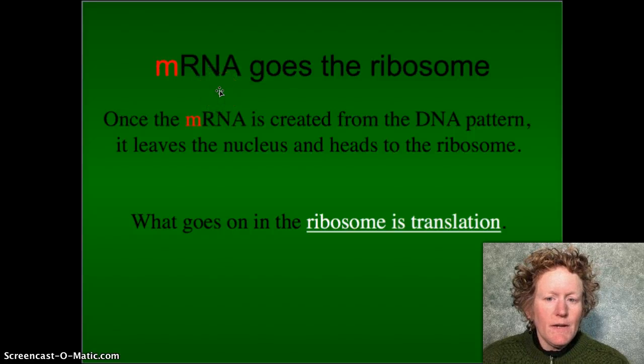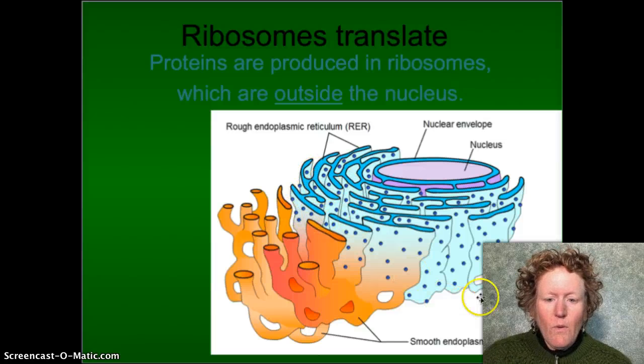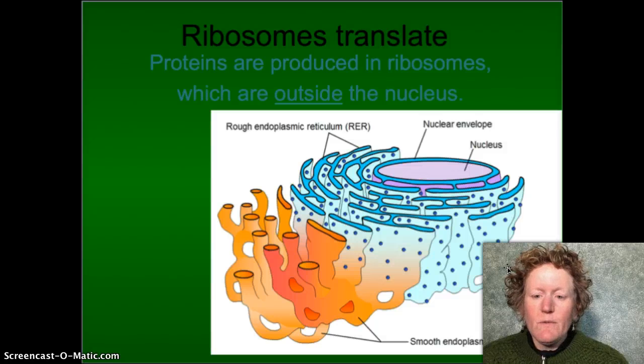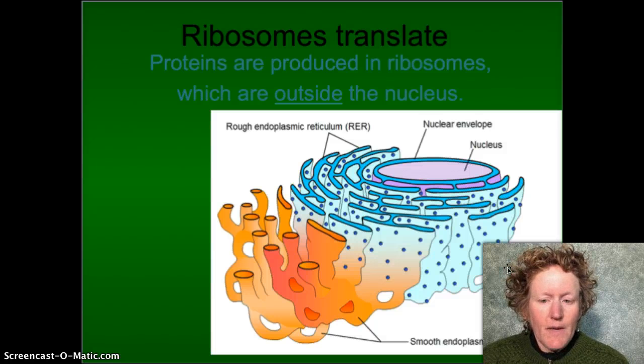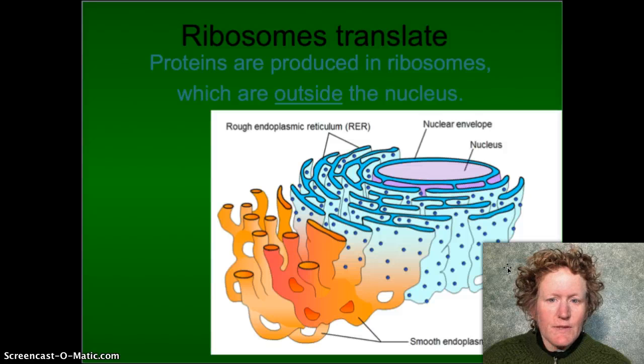So now mRNA goes to the ribosome. When mRNA goes to the ribosome, that's translation. When it gets outside the nucleus, outside the nuclear envelope, it travels to the rough endoplasmic reticulum, or anywhere there's a ribosome, and the messenger RNA starts working with tRNA and rRNA to make a protein, to translate that recipe into a protein. That's translation.